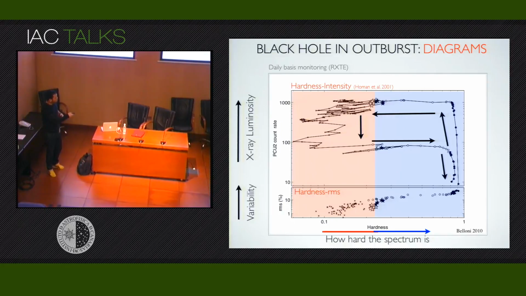On these time scales, we see a lot of variability, and when the system is in this dominated soft state, we see just a 1% variability level, whereas here variability can be even 50%.